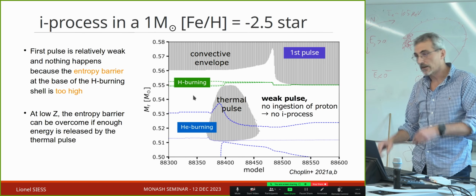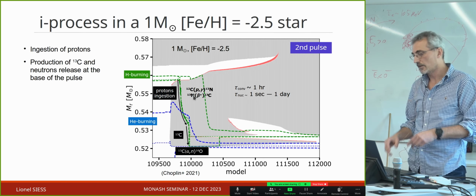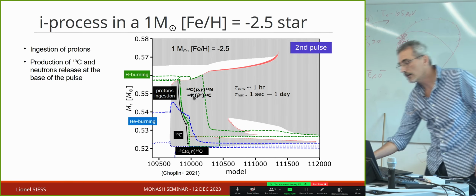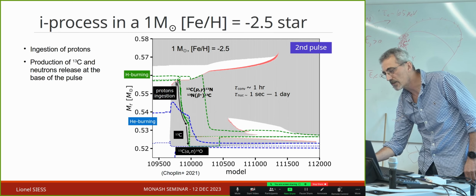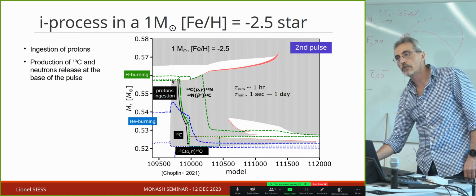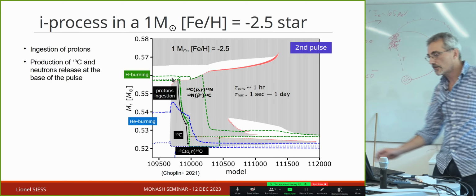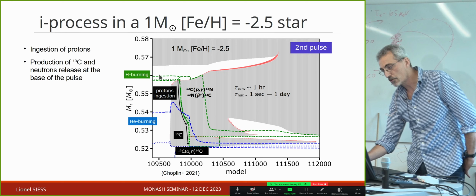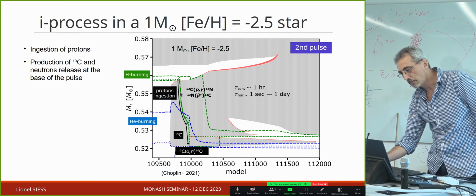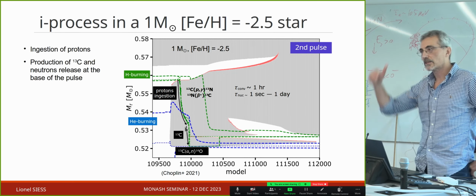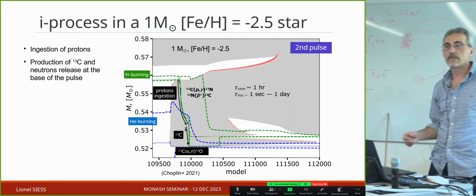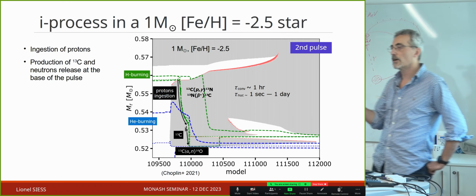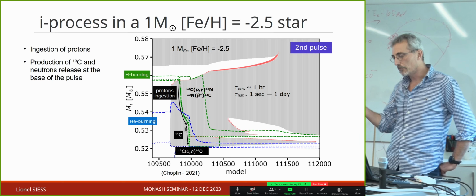But when you go to the second pulse, it is much stronger, and then the convection is able to penetrate into the hydrogen burning shell. So what happens? Then the protons that are in the hydrogen burning shell start to migrate due to the convective motion inside the pulse, and they are burned on the fly. So that's why you need to couple burning and mixing.